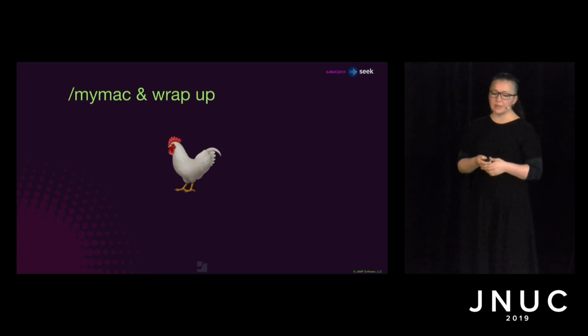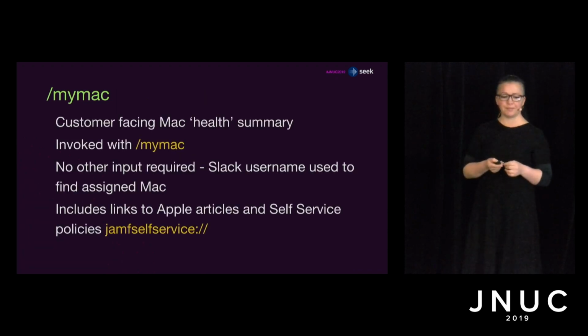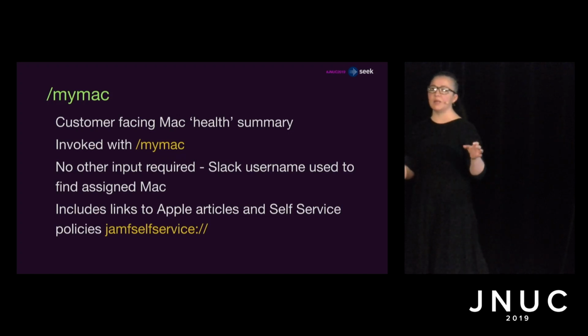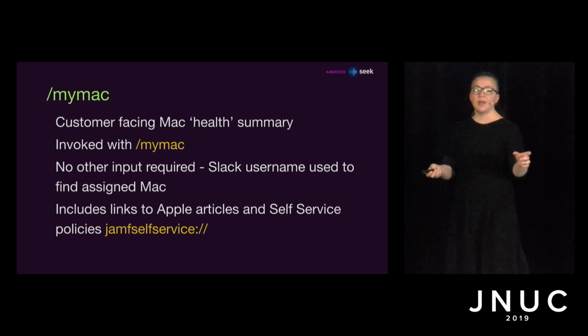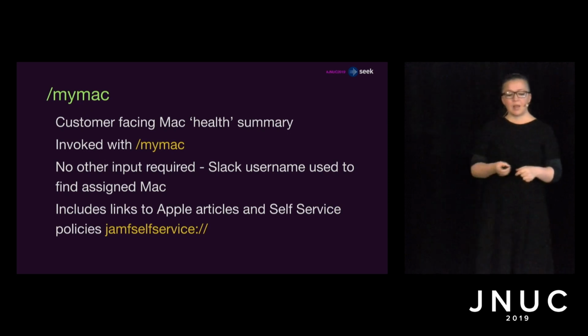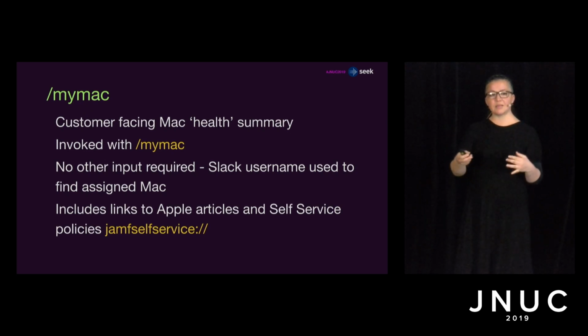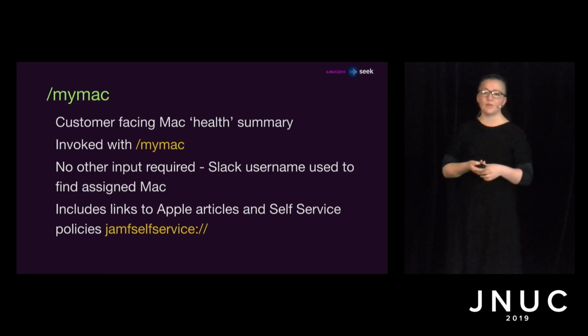Okay, so as a result of the success of /Jamf, I created something that would be customer-facing, which is my Mac. So it's invoked using /myMac. No other parameter values are required. I'm just simply grabbing the Slack username and using that as my search string. And because it's customer-facing, the language that you use has to be less technical and a lot more informative. And so I include links to Apple knowledge base articles, and I also include links to self-service policies.